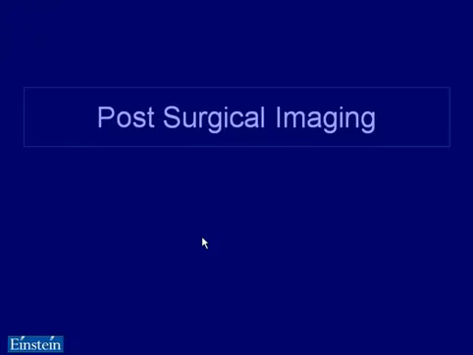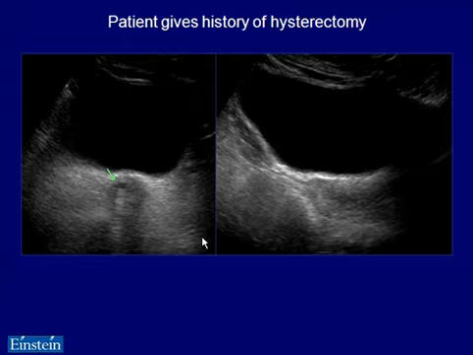Now we'll turn to post-surgical imaging and how this affects the uterus in terms of diagnoses, as well as particular problems that may arise in this patient population that you need to be aware of. This patient gave us a history of having had a hysterectomy.